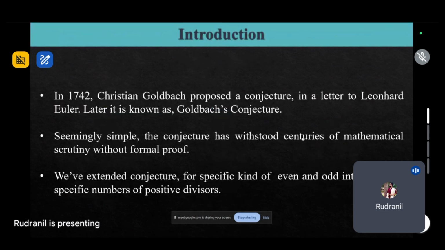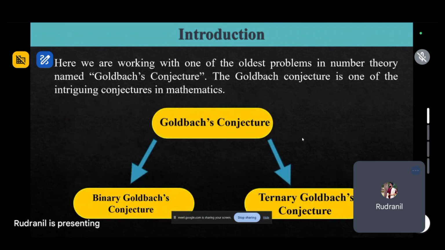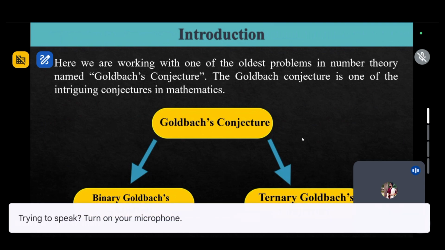Coming to the introductory part, in 1742, Christian Goldbach proposed a conjecture in a letter to Leonard Euler, known as the Goldbach conjecture. Seemingly simple, the conjecture has wrestled with mathematicians for centuries, and they are eager to prove it. We have extended this conjecture for specific kinds of even and odd integers. Basically it is divided into two parts: the binary Goldbach conjecture and the ternary Goldbach conjecture.